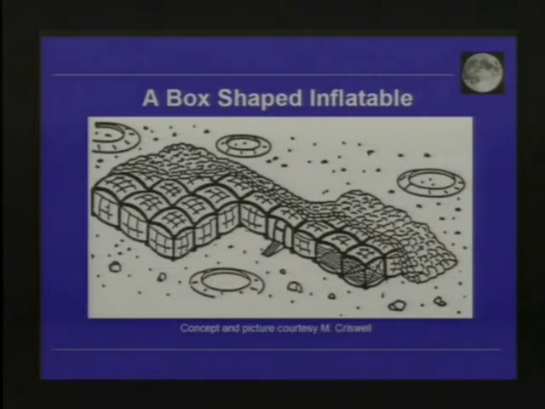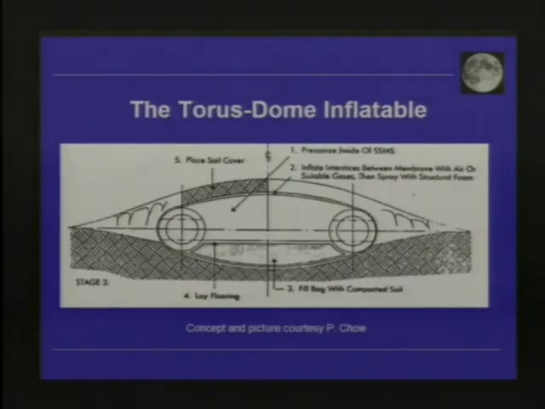And as you can see, the best laid plans sometimes don't work. Here's an inflatable structure after it's been inflated and partially rigidized as well. This has a toroidal shape, which you really can't see.